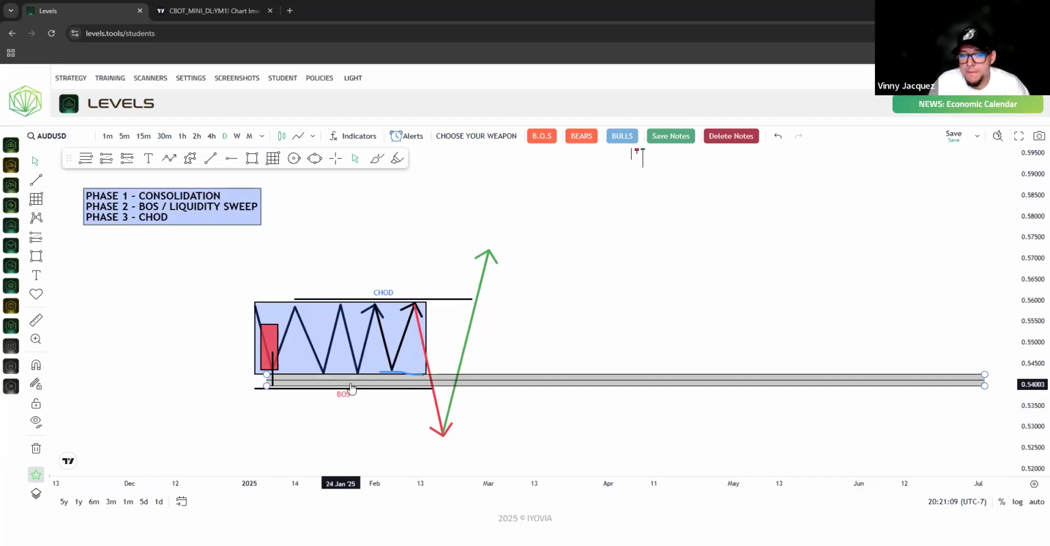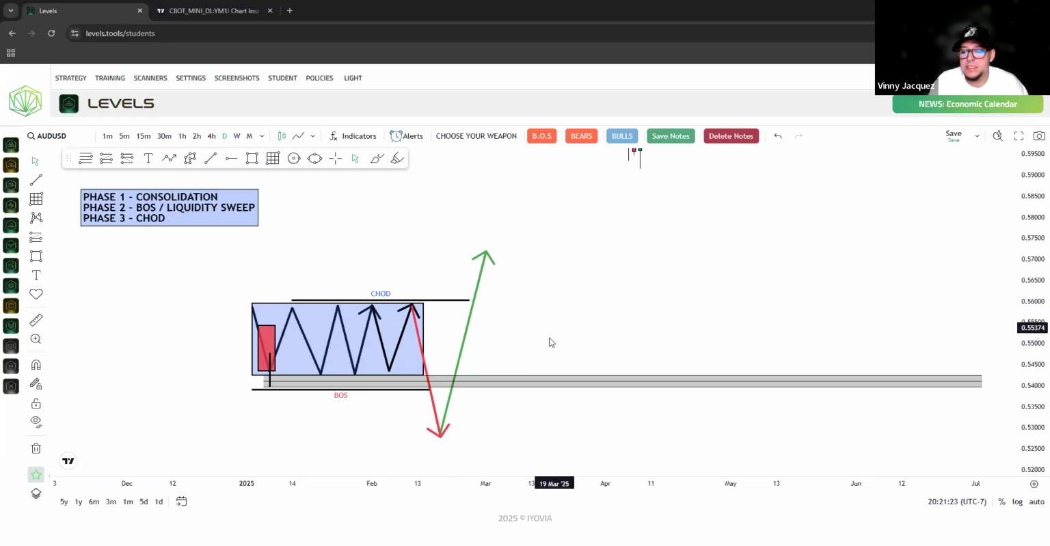Does that make sense? Give me a 5 if that makes sense. AD, I'm literally breaking down smart money in simple terminology, bro. Very, very simple.